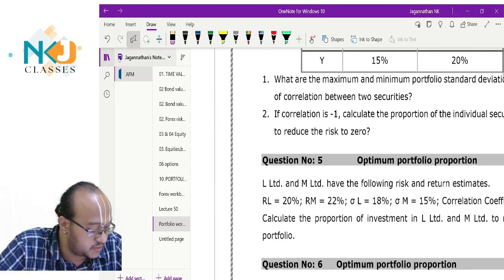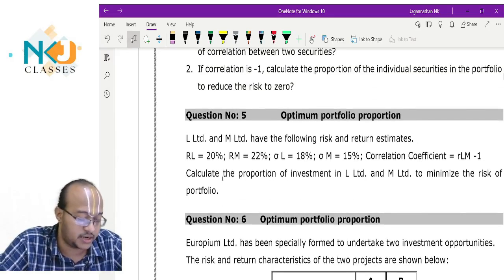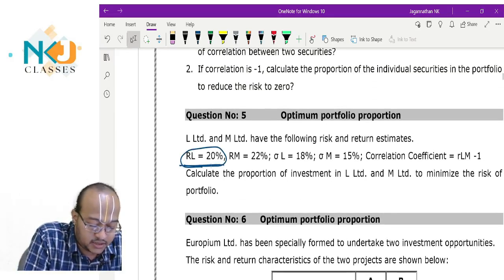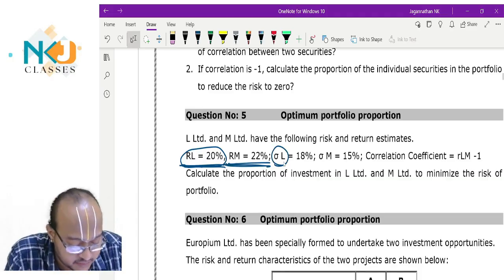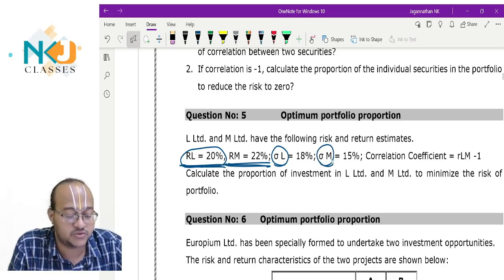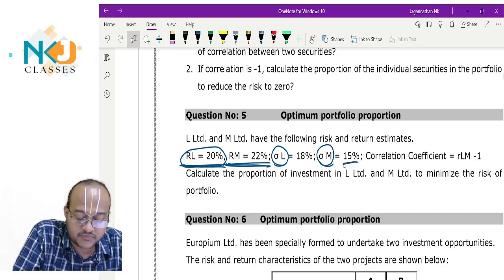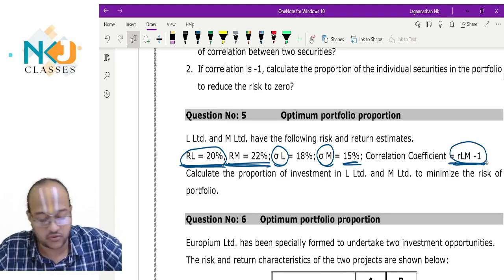L limited and M limited have the following risk and return estimates. RL is the return of L, RM is the return of M. Sigma L, the risk of L, is 18%. Sigma M is the risk of M. L and M are individual securities with individual return and risk. They have given a perfectly negative correlation, -1.